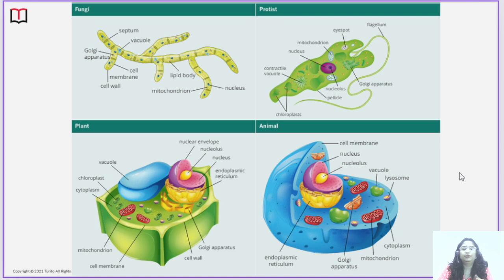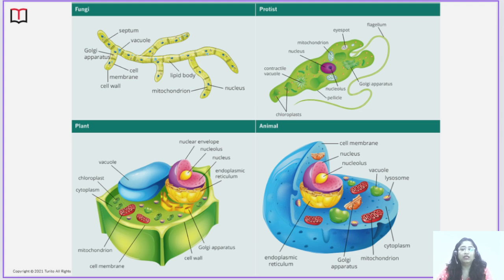Eukaryotic organisms could be multicellular as well as unicellular. Multicellular, for example, us human beings. Unicellular like euglenoid. These are eukaryotic unicellular organisms, or yeast. So let's discuss the cell organelles.